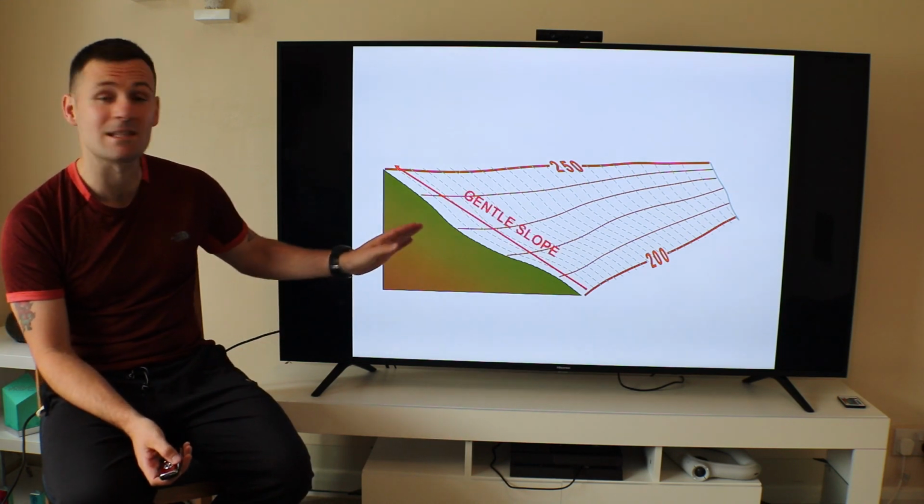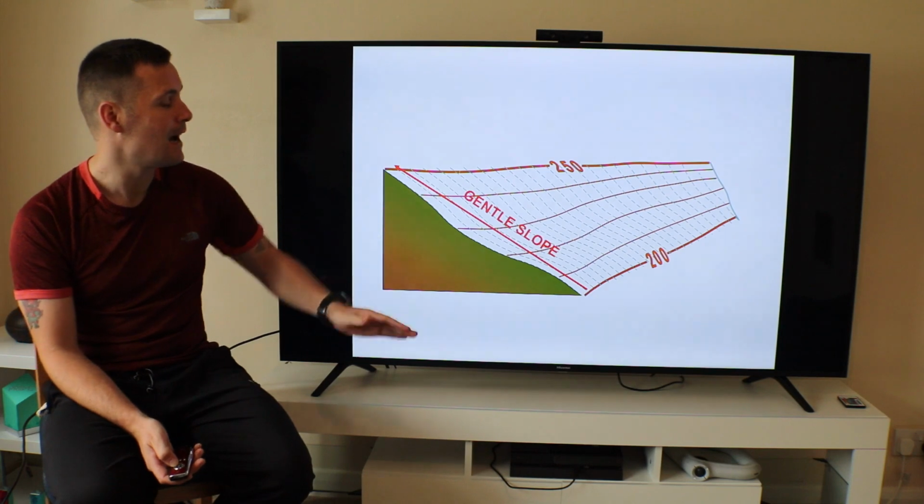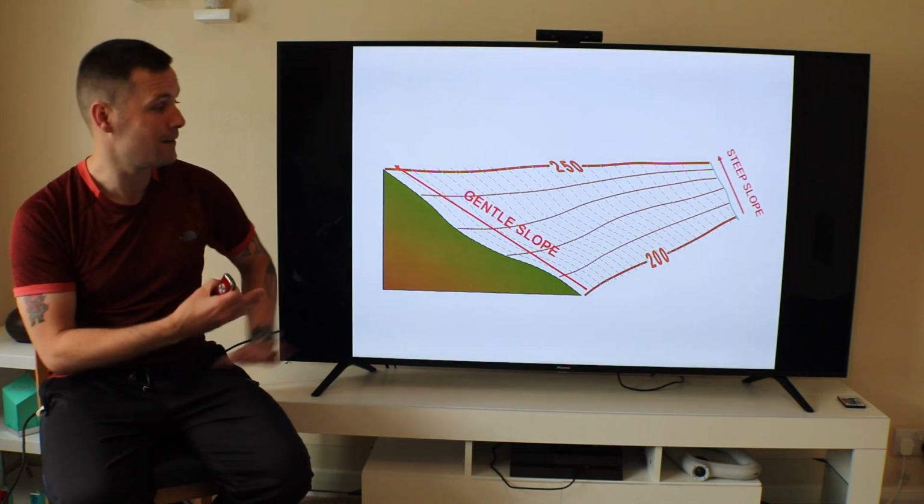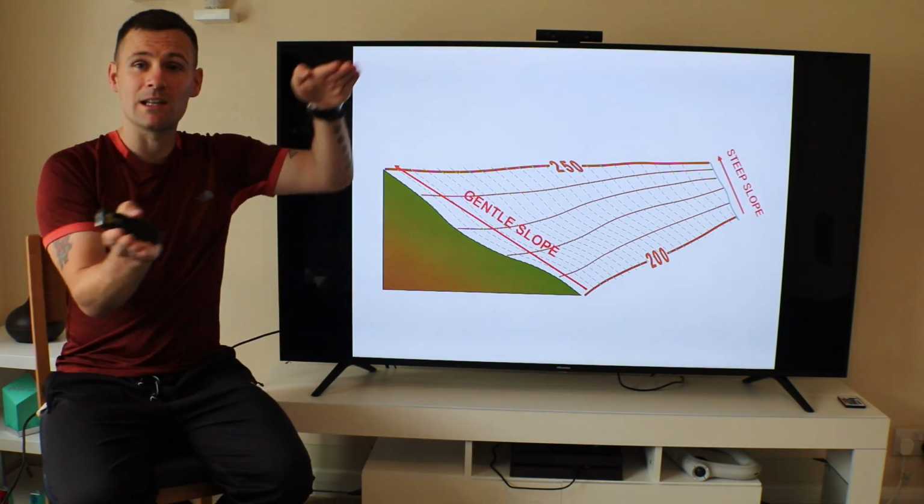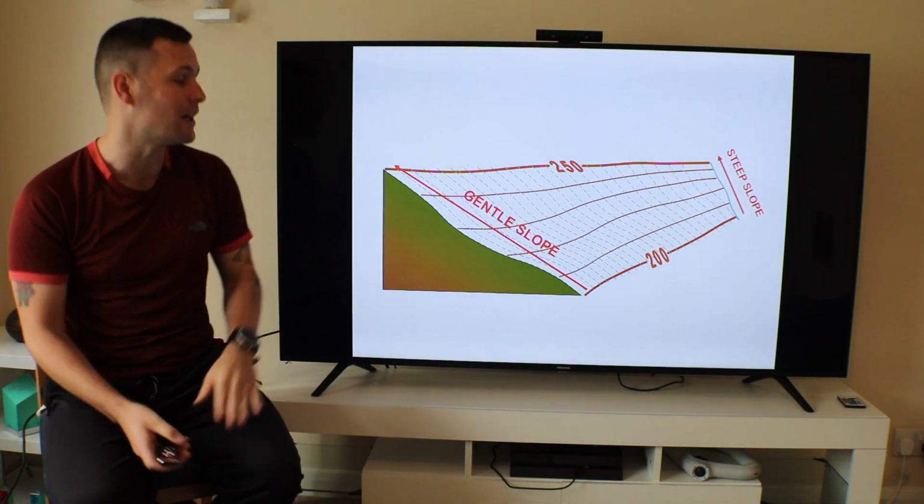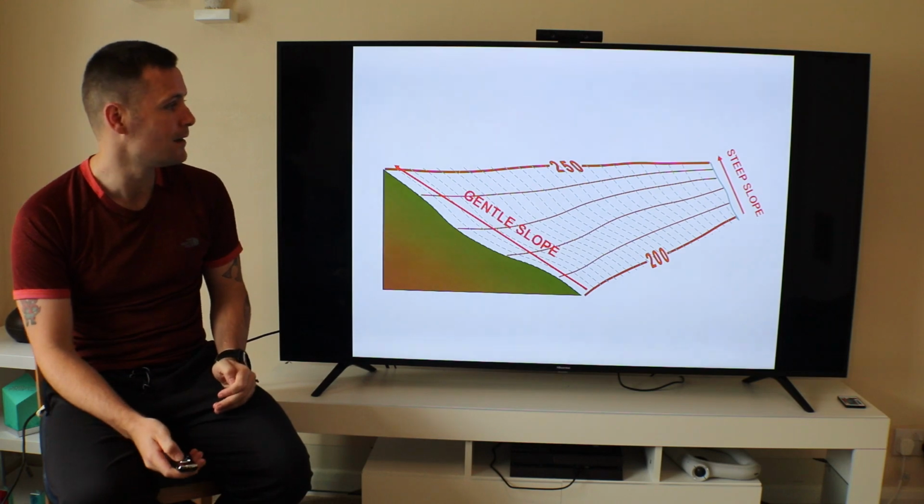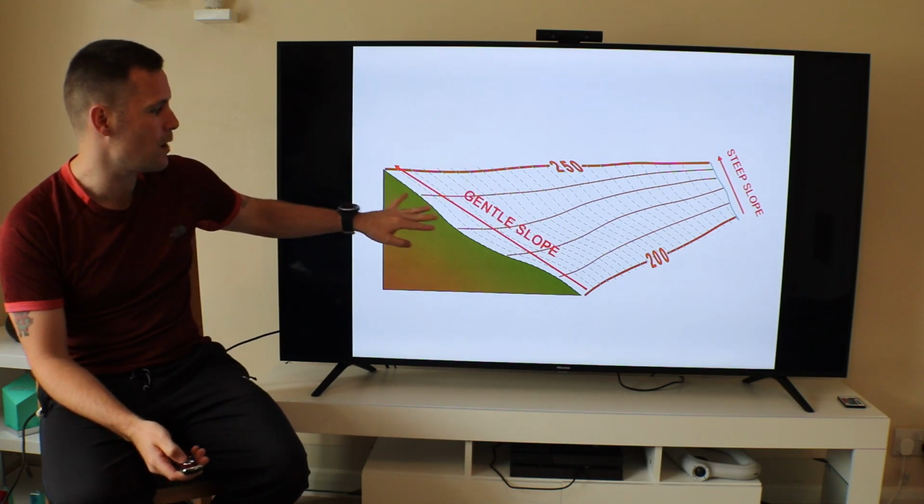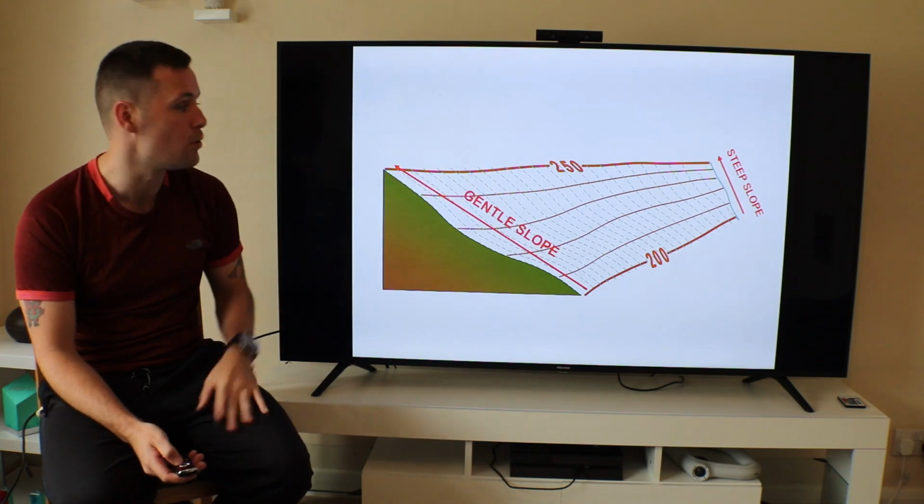What we have here is a slope that is gentle on one side and a lot steeper on the other, and this is how you read them. The closer the contours are together, the steeper the slope. The further apart, the more gentle. That's what you need to really take away: closer together is steeper, wider apart is a lot more gentle and an easier slope to walk up.